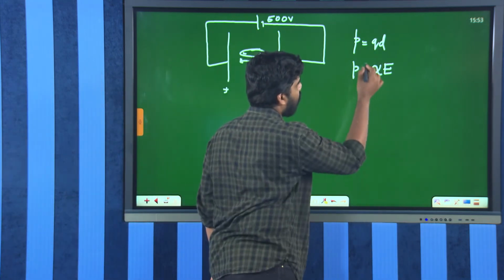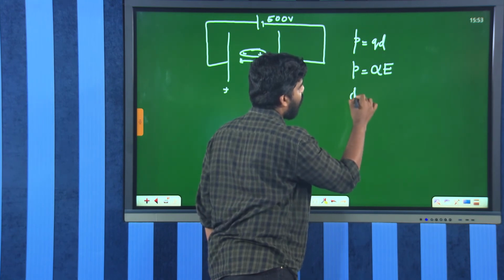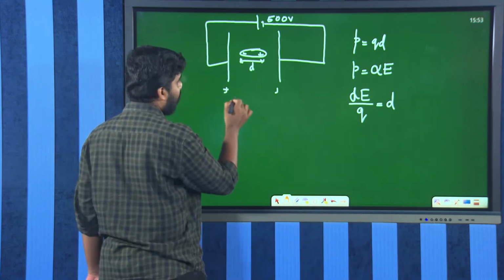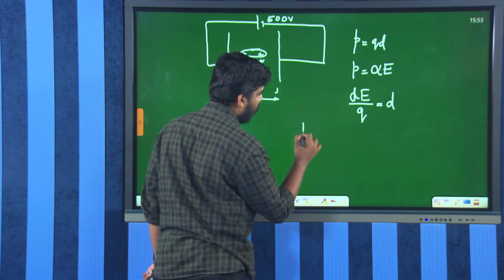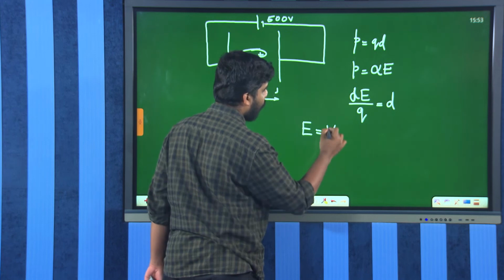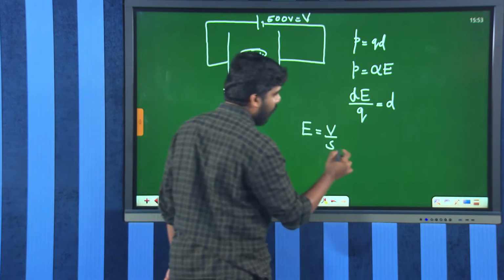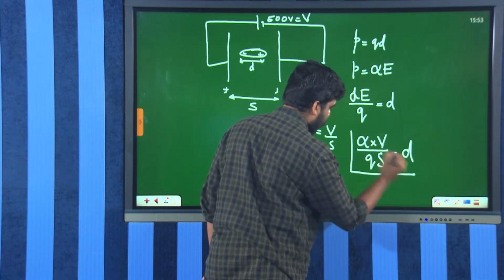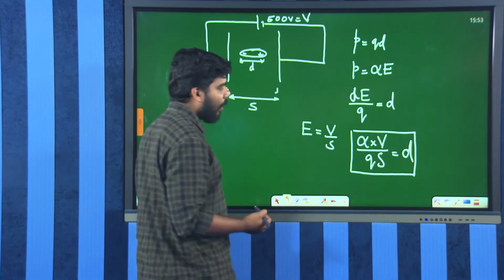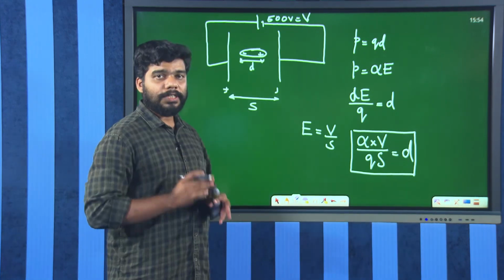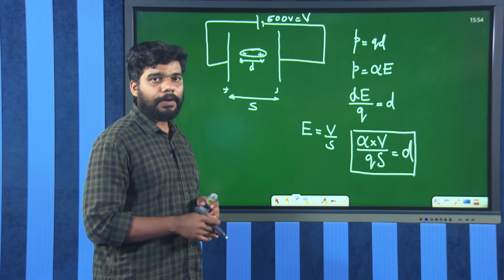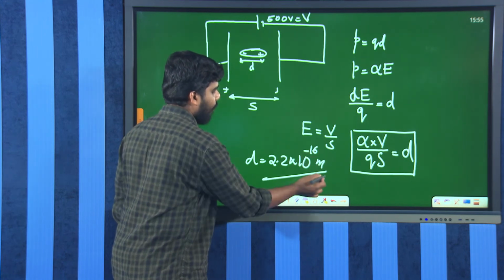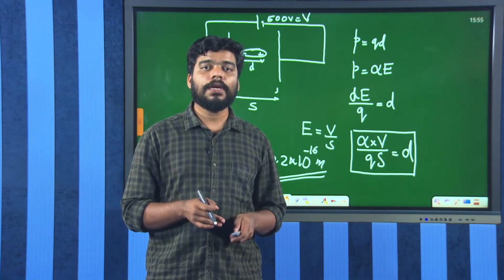Now what is d? It's an easy problem: p is equal to alpha E, divided by q, is equal to d. So you know about the electric field, but the separation is given as s, and from our expression E is equal to V by s. What is V? V is the potential applied, capital V. So you can easily find out alpha into V by q into s is equal to d. So getting the data of alpha, V, q and s, you can find out how much these charges are separated. On substituting the values, we can find out the dipole length d is equal to 2.2 into 10 raised to minus 16 meter. So this much small distance the charges will separate.